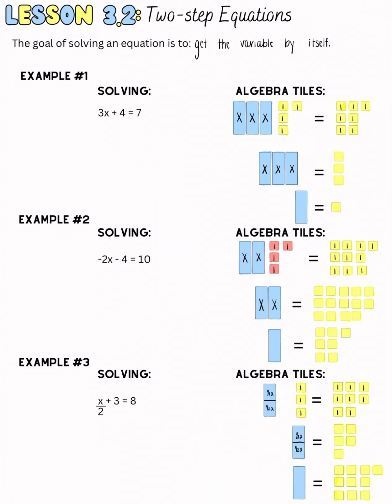Welcome to lesson 3.2. So today we're going to talk about solving two-step equations. So we reviewed one-step equations, so now we're going into two-step equations.